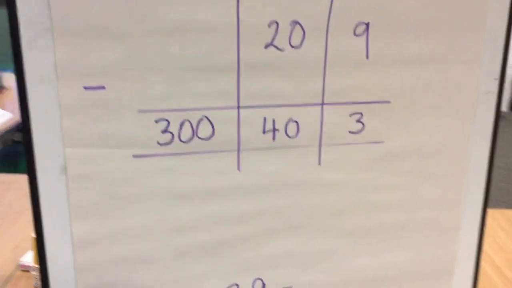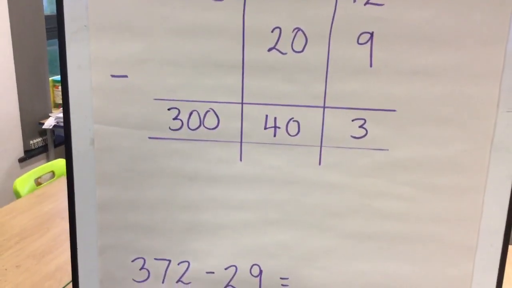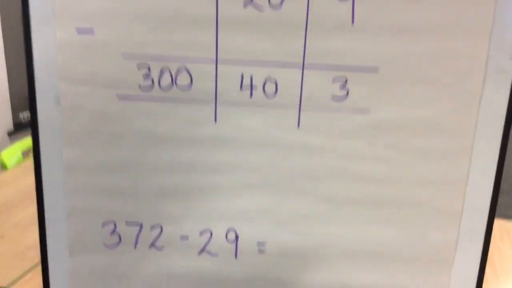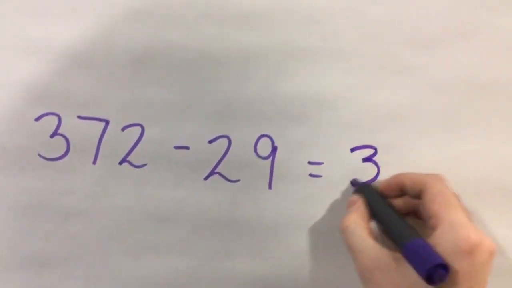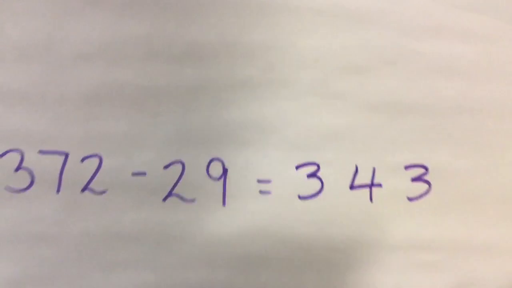So going back to my sum, I can put that number now back together, which gives me 300, a 40 and a 3, which is 343.